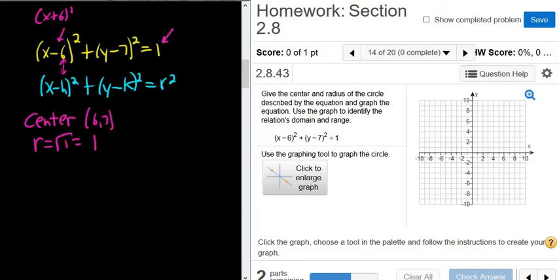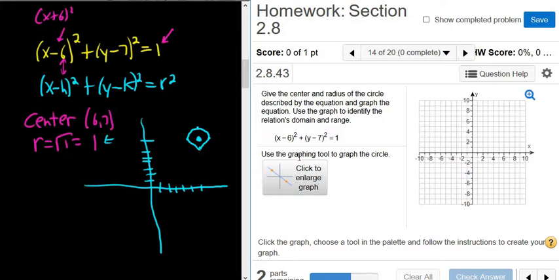Okay, so how do you graph this by hand? Let me just show you. To graph this by hand, you would draw the y-axis and the x-axis, and you go right 6, 1, 2, 3, 4, 5, 6, and then you go up 7, 1, 2, 3, 4, 5, 6, 7. So there it is right there. And then you would go up, down, left, and right by 1. So you would just go up 1, right 1, left 1, down 1, and then you connect the dots, and you make a circular shape.